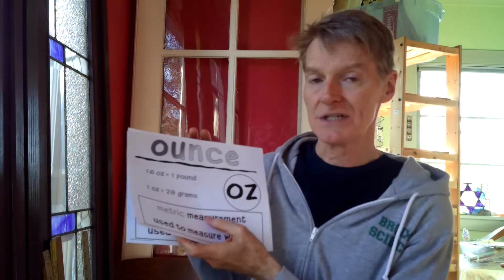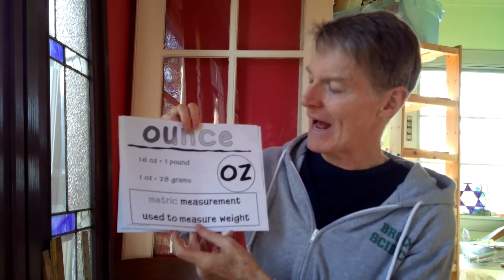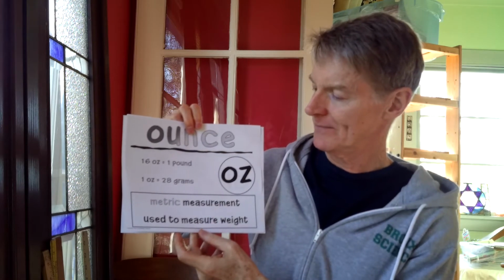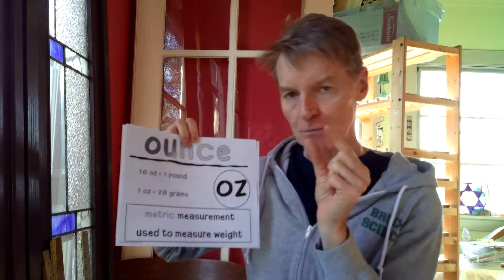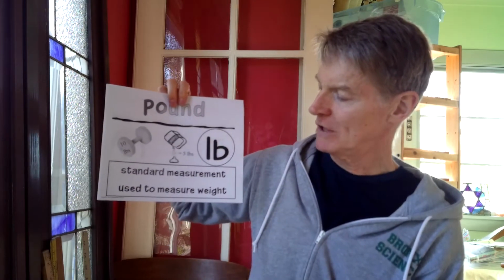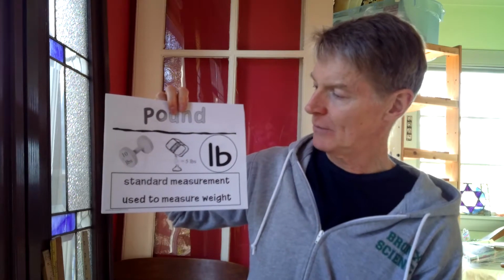Okay, and so there's some vocabulary we need to pay attention to when we talk about weight. In the United States, the U.S. customary standards use these measurements. Ounce. It's a unit of measurement. It's a small unit of measurement. Food very often is weighed in ounces. Pound is a standard measurement used to measure weight. That's a little bit heavier.